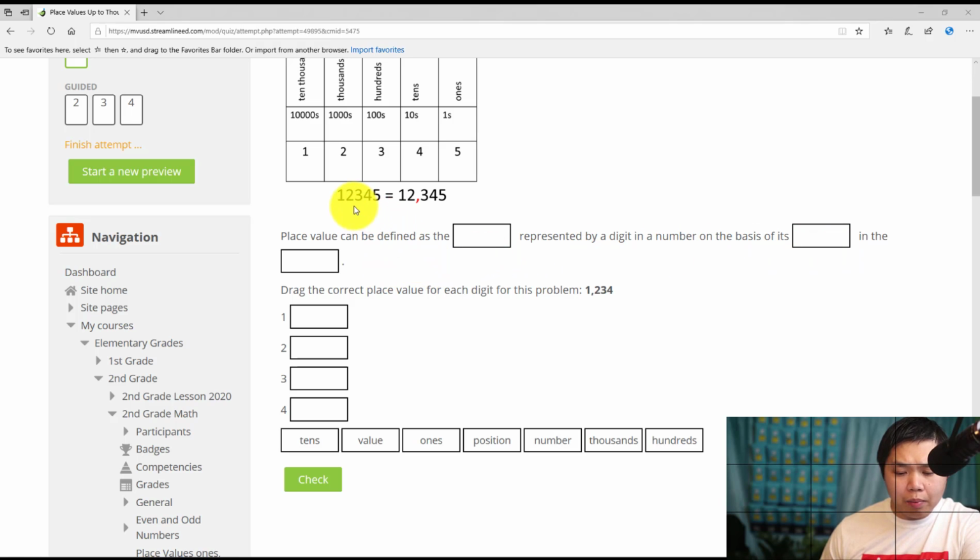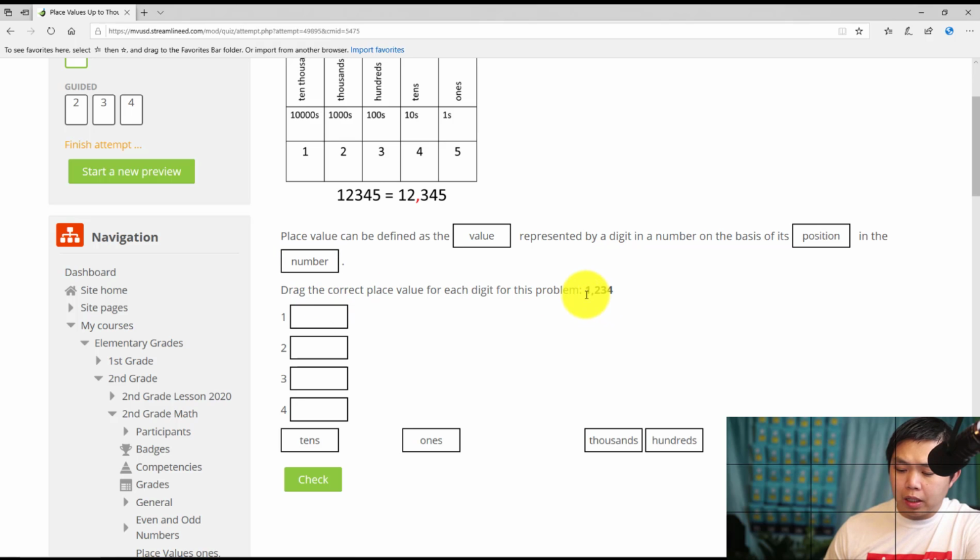And if we look at a number again, digits are written in different places. And based on those places or location in a number, we can use it to define the value. So in this case, a place value can be defined as the value represented by a digit, right? Because different digits have different values based on their location. So on the basis of its position, that's another word for location, in a number.